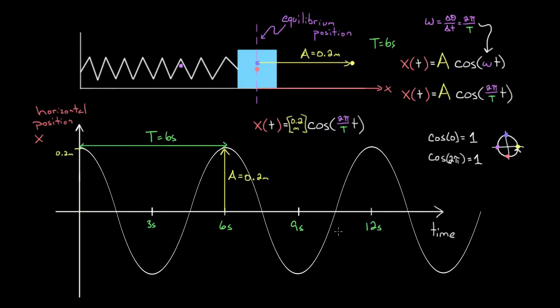And I have 2 pi over the period. I can't just leave that as period t. That's a little bit vague. I'd put in my actual period. And we said that the actual period for this mass on a spring was 6 seconds. And then little t, a lot of times people get confused.